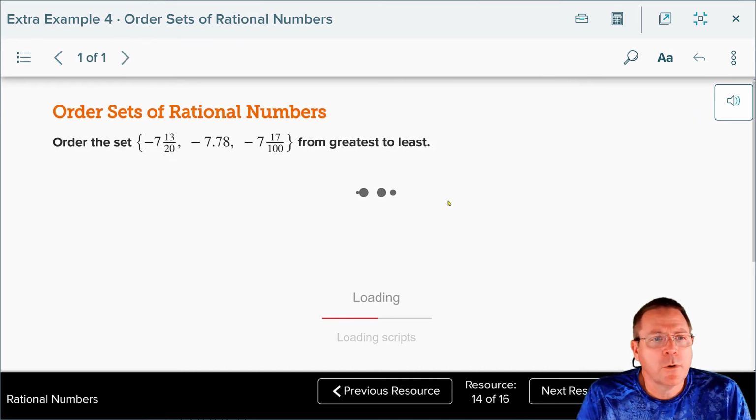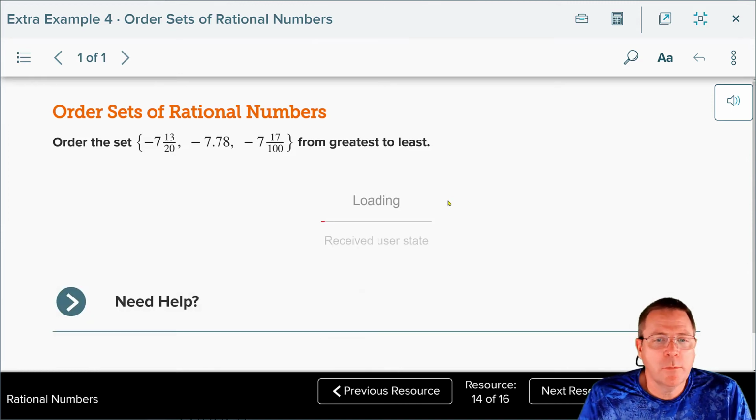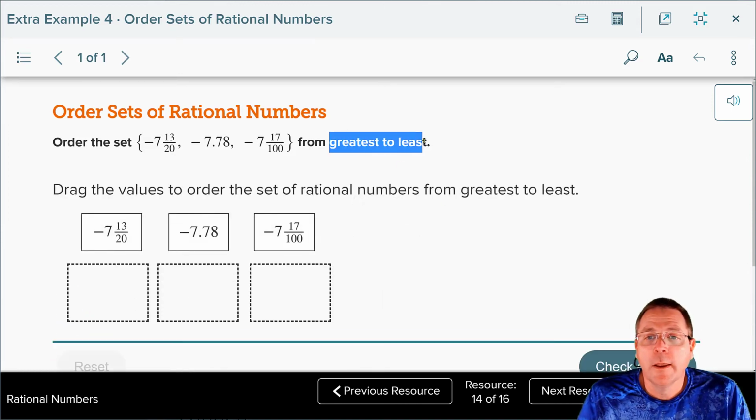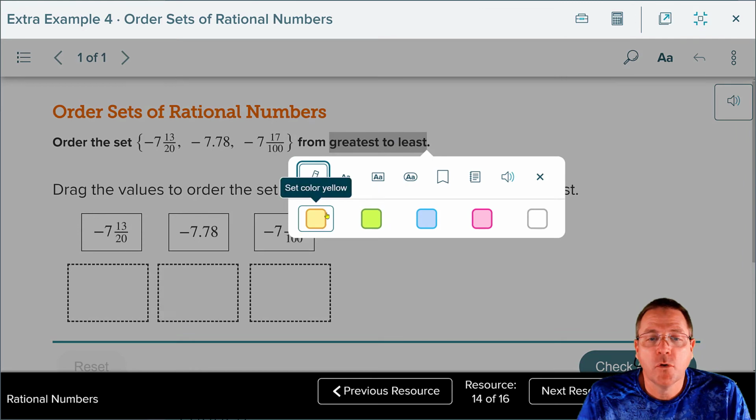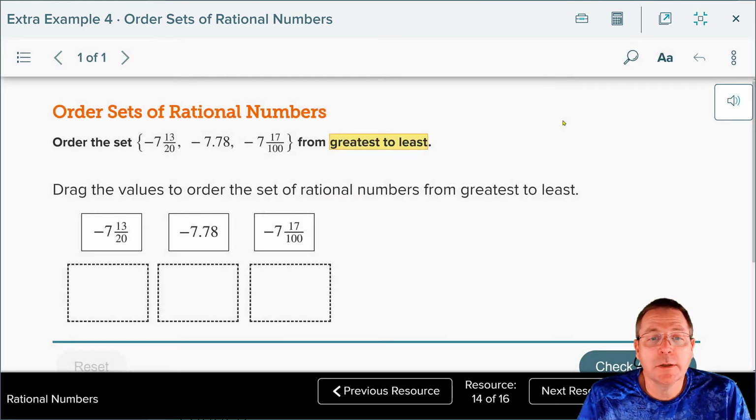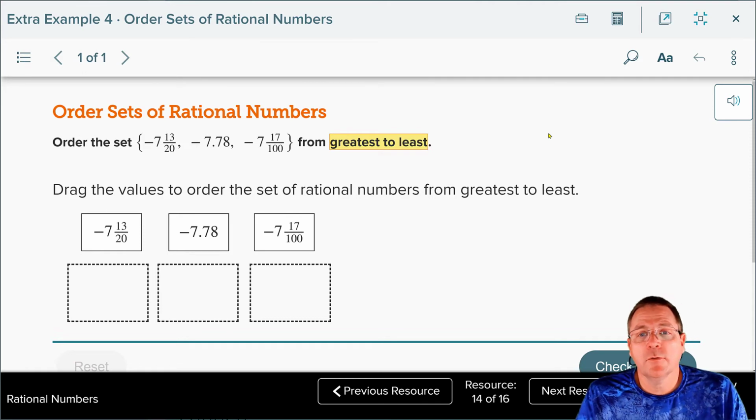Now it's going to be your turn. Order this set of rational numbers, and be careful, it says to do that from greatest to least, not from least to greatest. It would be a good idea to use a number line to do that, and check your answers. Go.